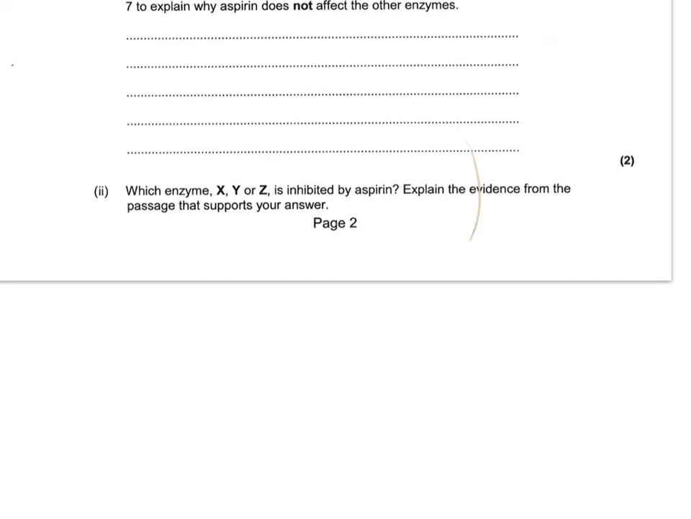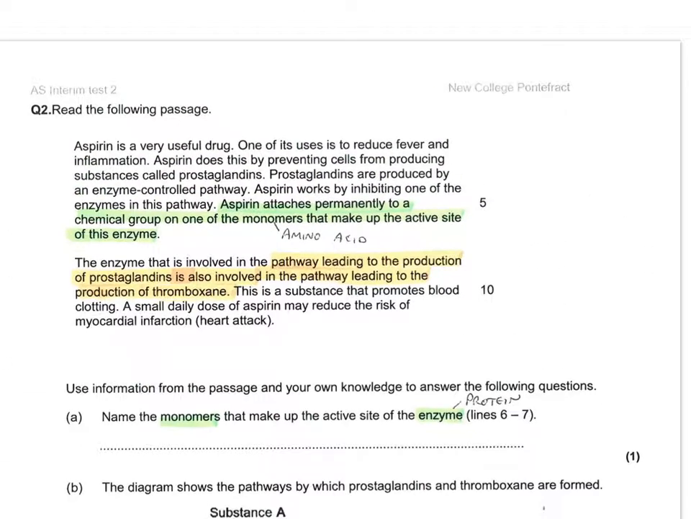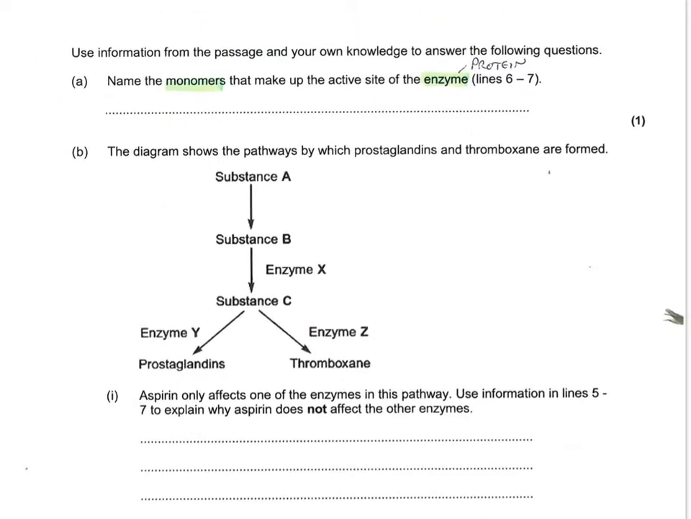Looking further down, this question, which enzyme X, Y, Z is inhibited by aspirin? It does say you've got to use information from the passage. So to use information from the passage, a bit highlighted in orange. So this enzyme that aspirin attaches to is also involved in the pathway leading to the production of prostaglandins and thromboxane. So the only enzyme that's involved in both prostaglandins and thromboxane, it can't be Y, that's only involved in producing prostaglandins. Can't be Z, that's only involved in producing thromboxane, so it has to be X. So this step is involved in both pathways, the pathway that produces prostaglandins and the pathway that produces thromboxane, so it has to be X.